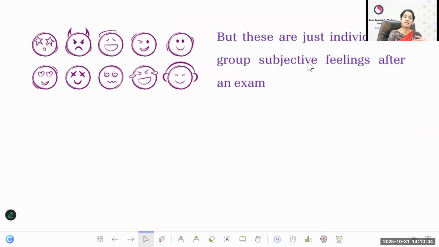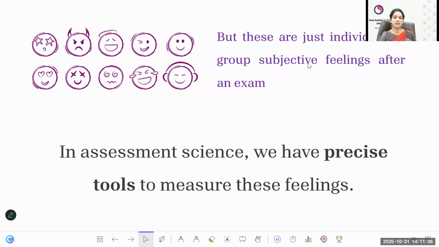So, but again, these are the individual responses. But when you accumulate all these individual responses, because these are subjective feelings, you must have heard, or maybe said it yourself, when coming out of the examination hall, or when you appeared for many of the entrance exams during your time. But when you do analysis in assessment science or in research, we have precise tools to measure the subjective feeling. And these tools are there in the item analysis.